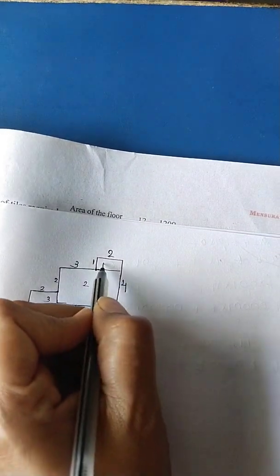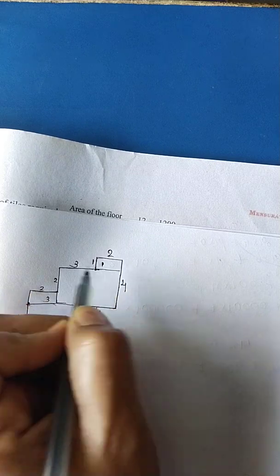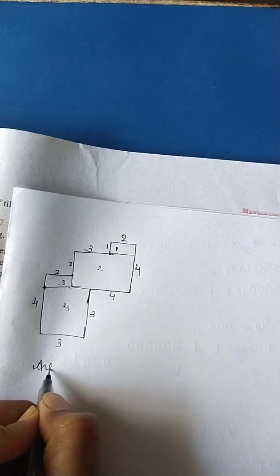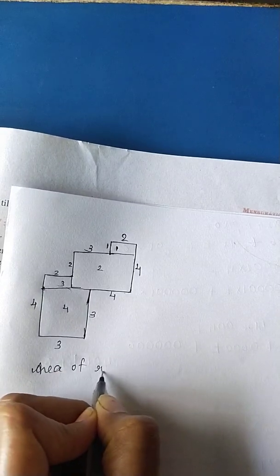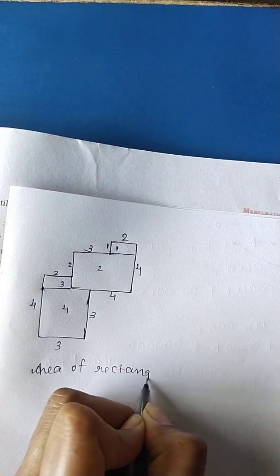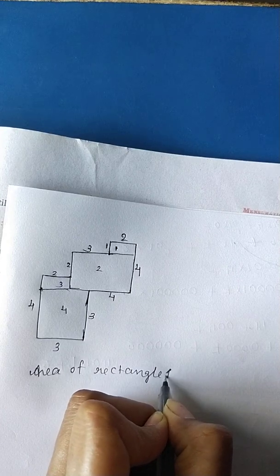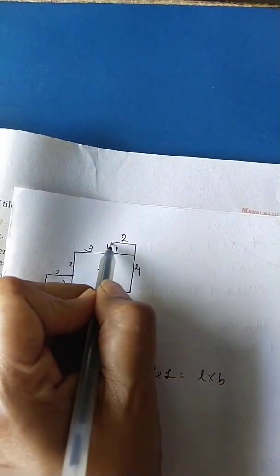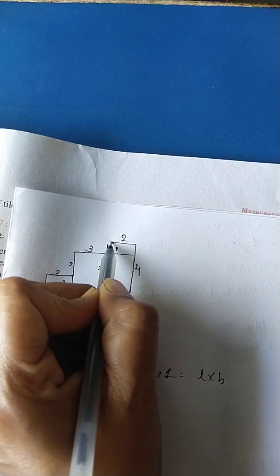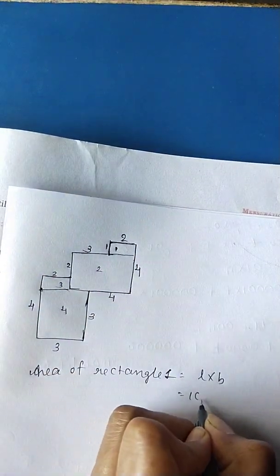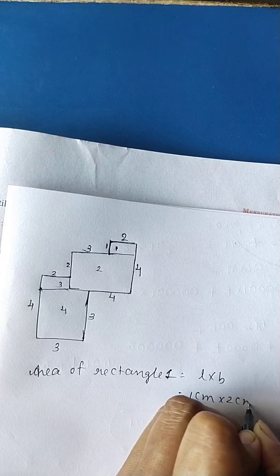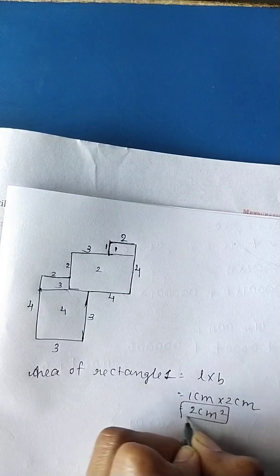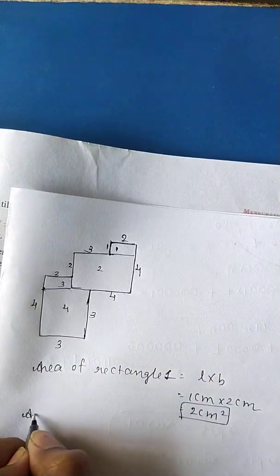Now for the first rectangle, what is the formula? Area of rectangle 1 is equal to L multiplied by B. Which one is our L? 1. B is 2. 1 centimeter multiplied by 2 centimeters. 1 twos are 2 centimeter square. Clear? Now area of rectangle 2.